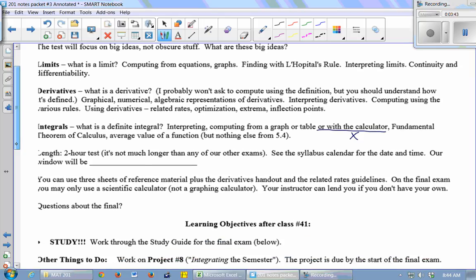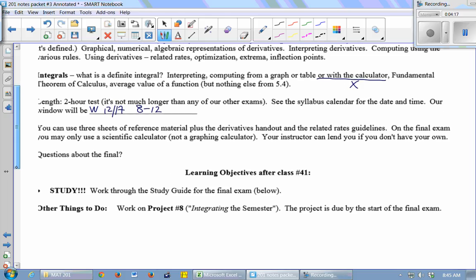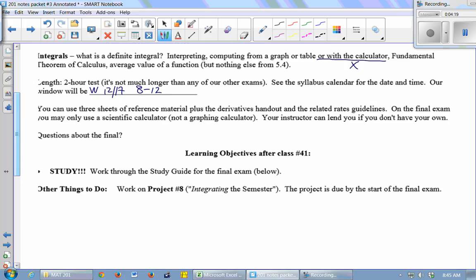So it's a 2-hour test. It's not much longer than any of our other exams, maybe just a teeny little bit longer. The date is Wednesday, 12/17, and you can take it anytime from 8 to 12. Two hours, so don't get here any later than 10. But 8 to 12 will be fine. Anytime in there. Any questions about the final?